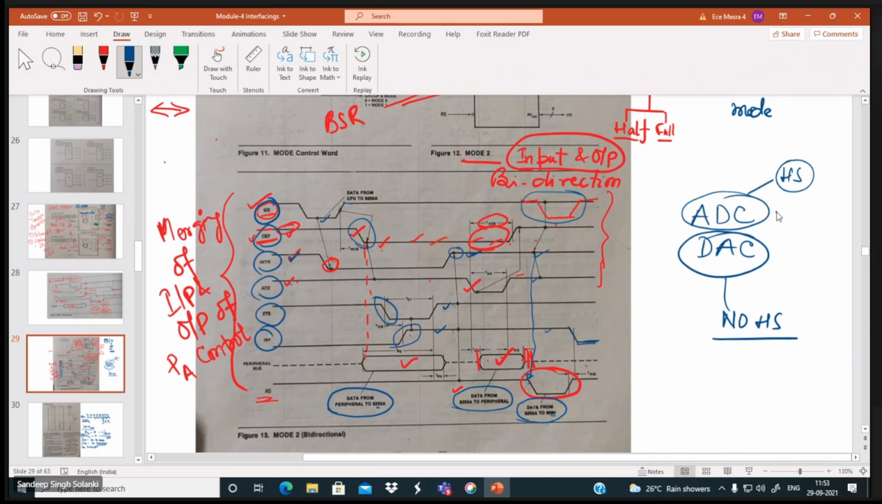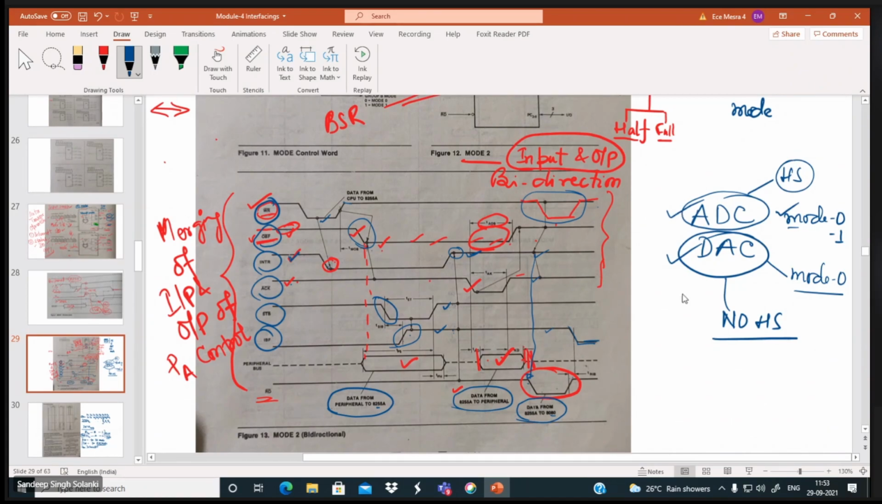So basically, ADC you can program in either mode 0 or mode 1, and DAC you will be programming in only mode 0. First of all I'll explain about ADC and DAC, and after that their interfacing with 8255, and with that I will complete this.